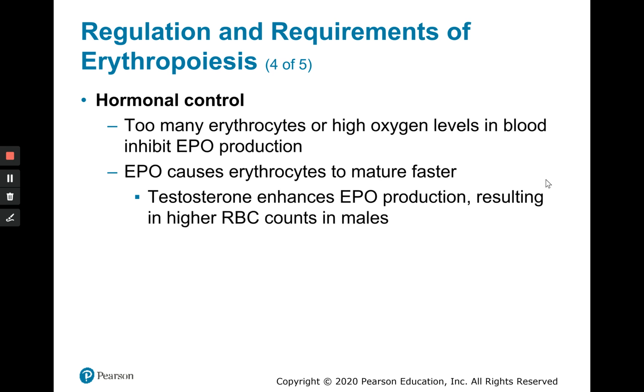The hormonal control is going to play a role in, again, red blood cell production. Because if there are too many erythrocytes or high oxygen levels in the blood, we're going to inhibit EPO production. So there is that negative feedback. There is a check and balance when it comes to the production of EPO from the kidneys. Because when EPO is produced, it causes erythrocytes to mature faster. It causes reticulocytes to be dumped into circulation much faster. And because testosterone enhances EPO production, that accounts for the high red blood cell counts in males compared to females.